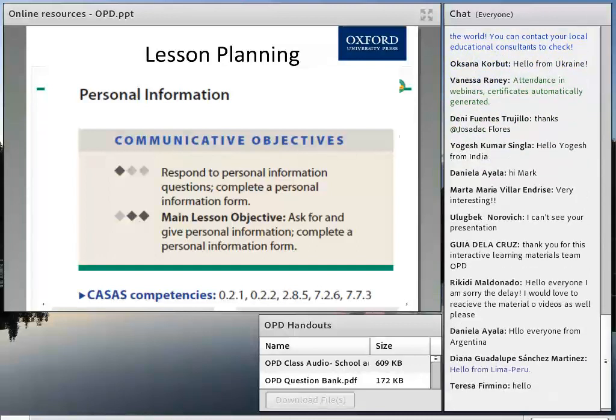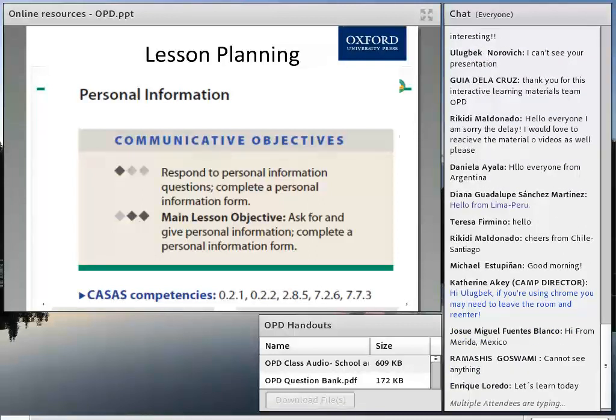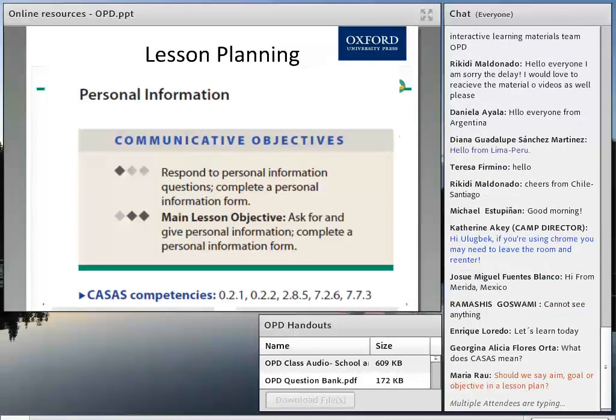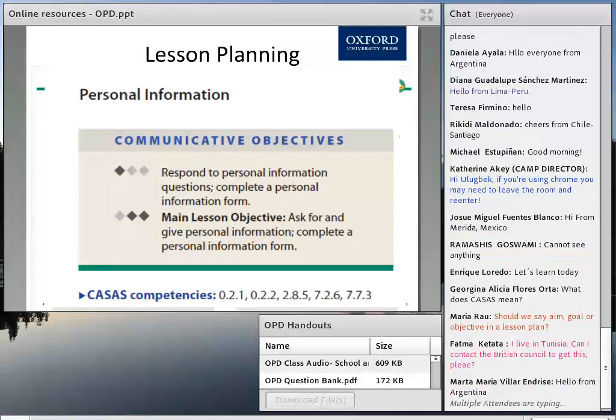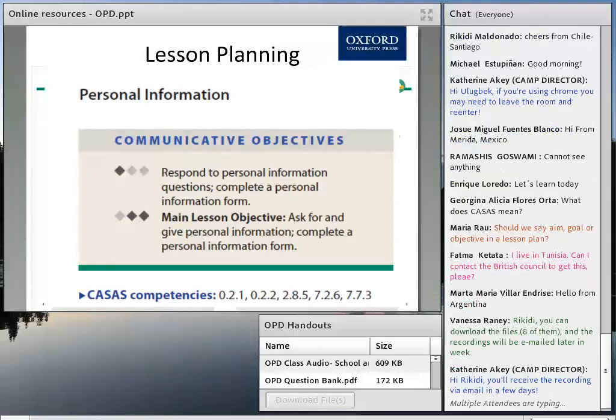And then these CASAS competencies, for anyone teaching in the U.S., you're familiar with these. For anyone abroad, this is basically a benchmark measurement system and reporting system that programs use. These are essential skills and strengths that you want to build for your students. So this is just showing you which of those you'd be meeting by going through this lesson.